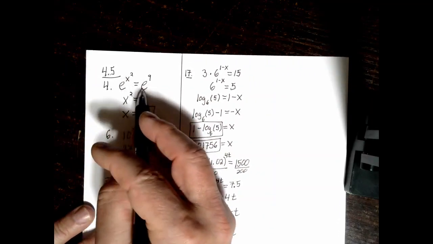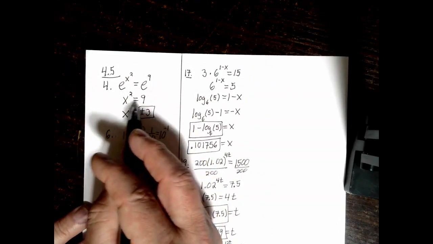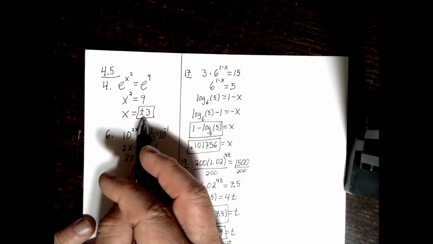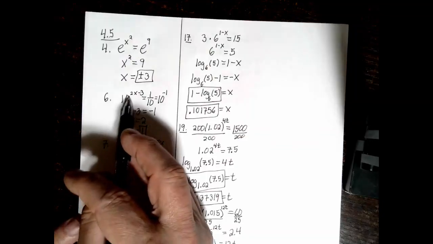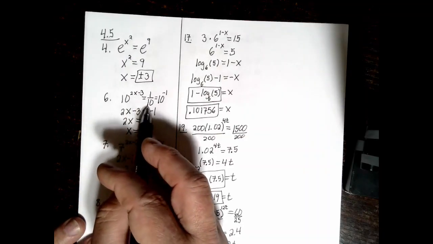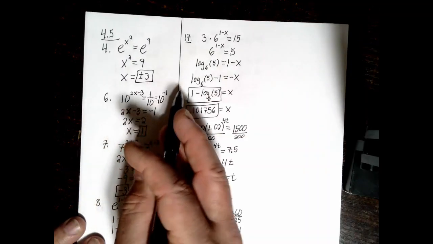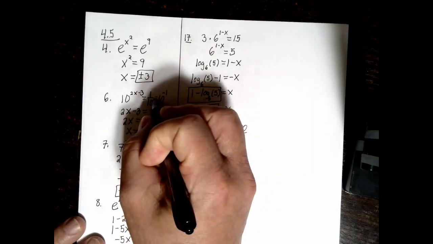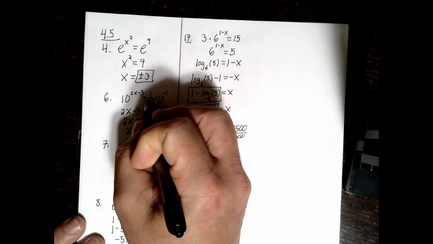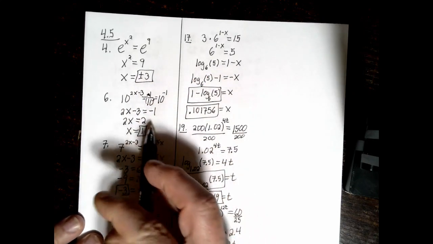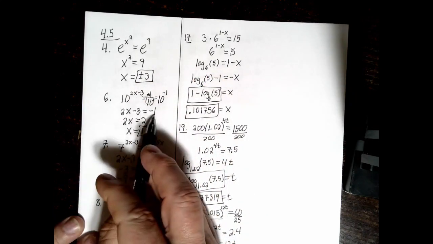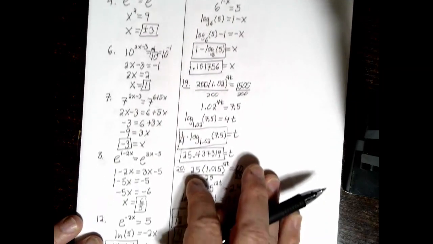E to the x squared equals e to the 9, so the exponents are equal, and x has to be 3 or negative 3. 10 to the 2x minus 3 equals 1 over 10. Well, 1 over 10 is 10 to the negative 1. Remember, that's 1 over 10 to the positive 1, and when you cross the fraction bar with that, it becomes a negative 1. So now your exponents are equal and you can solve for x.